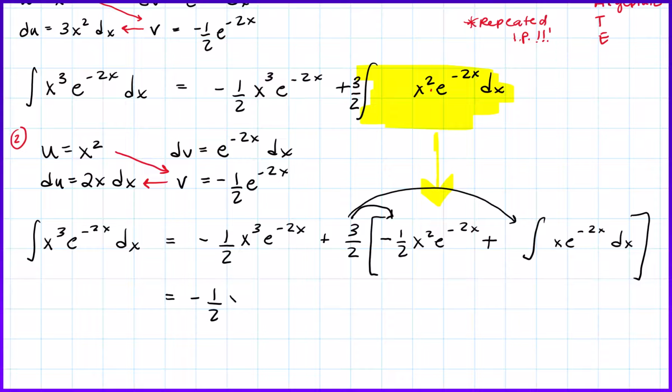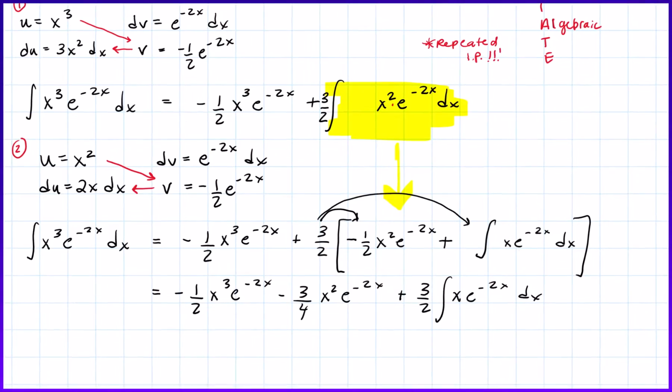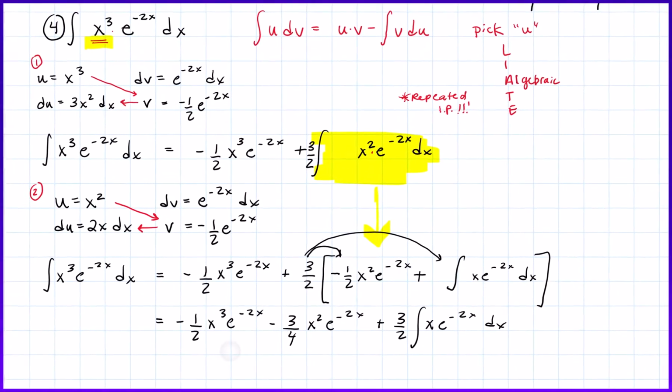So I get minus 1/2 x cubed e to the negative 2x, minus 3/2 times negative 1/2 is a minus 3/4 x squared e to the negative 2x, plus 3/2 times the integral of x e to the negative 2x dx. Okay, we're getting closer. We're getting closer and closer at each step. Let's get it all on the board.